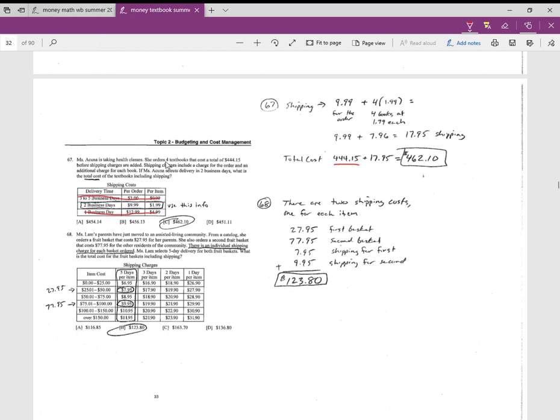And she ordered 4 textbooks. So 4 textbooks times $1.99 for each of them. Multiply those, it gives you $7.96. So $9.99 for the order, $7.96 because of the 4 times $1.99, gives you the $17.95 shipping. I bring that down. The cost of the books and the cost of the shipping adds up to $462.10.